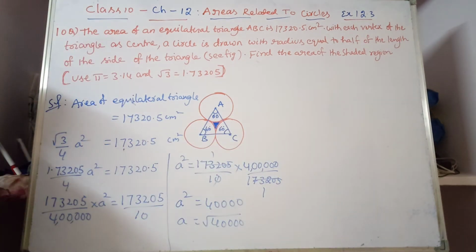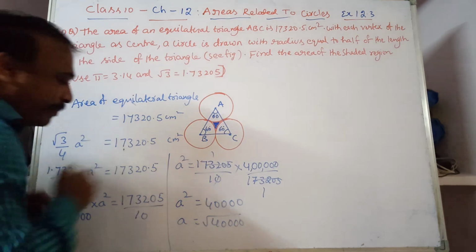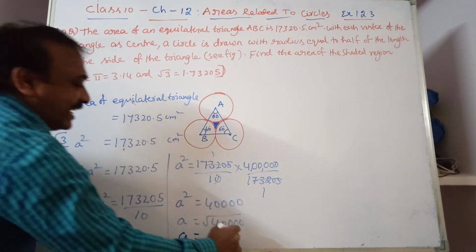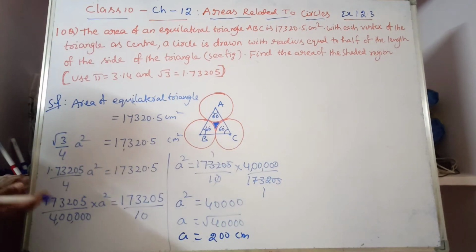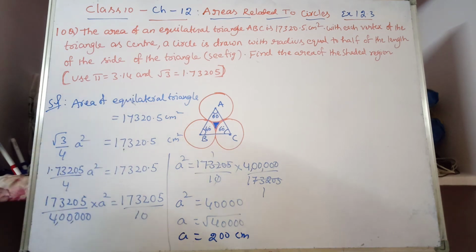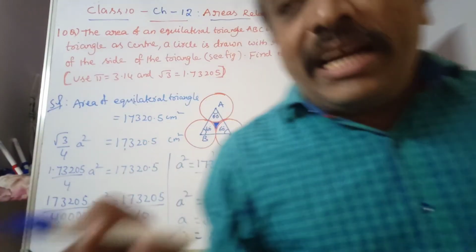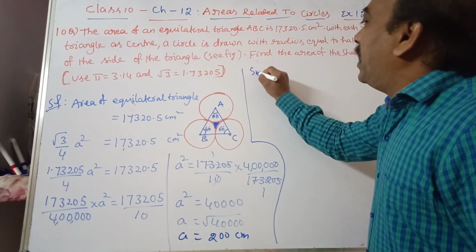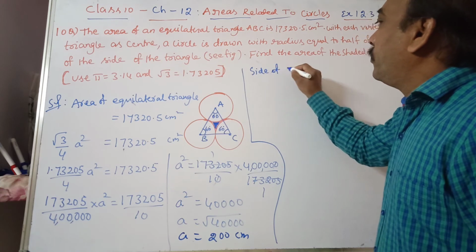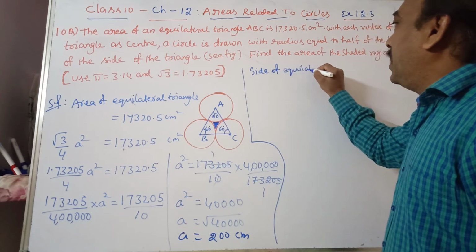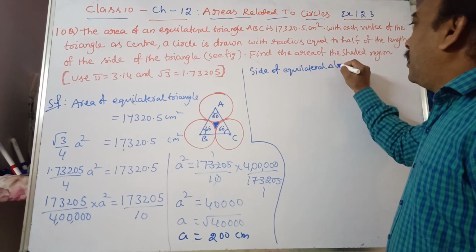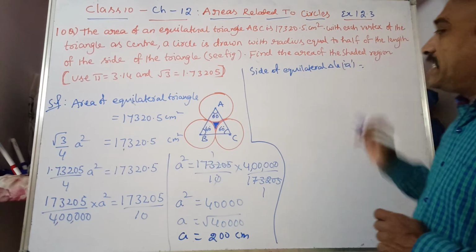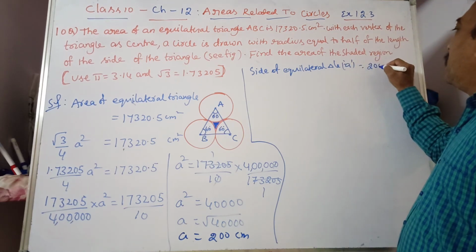Where A is equal to root of 40,000, which is 200. Units are given as centimeters, but what is A? That is the side of the equilateral triangle. A is nothing but the side of the equilateral triangle. So the side is A is equal to 200 centimeters.